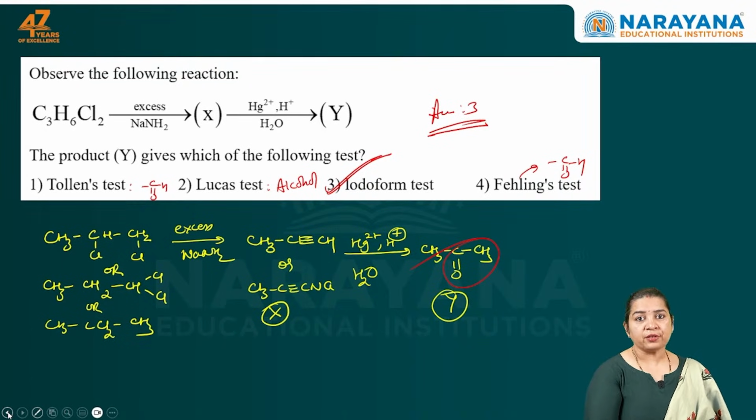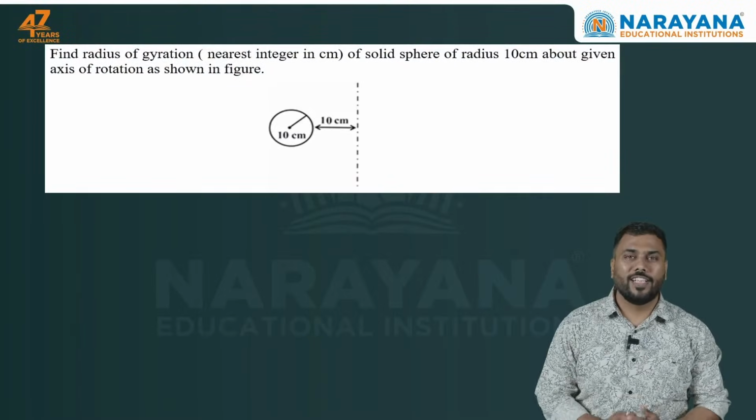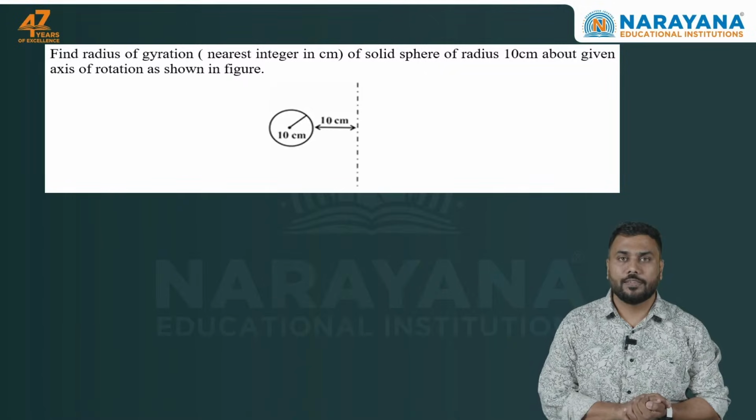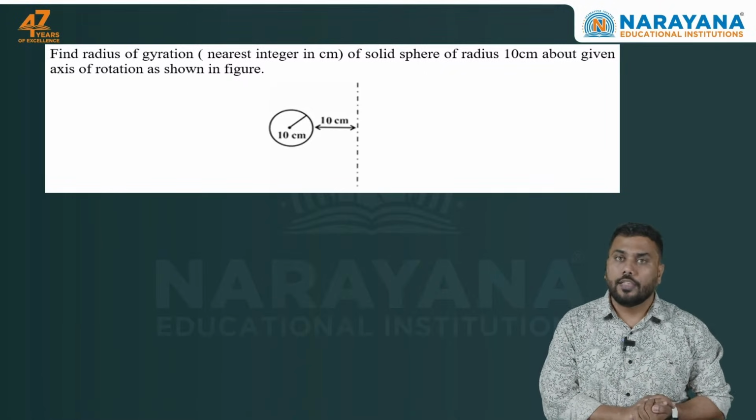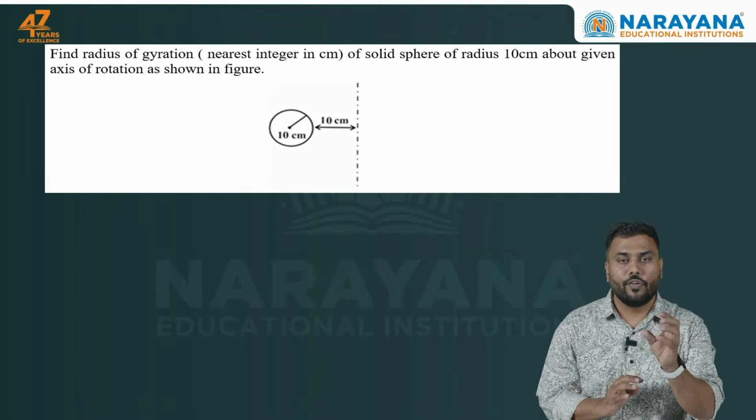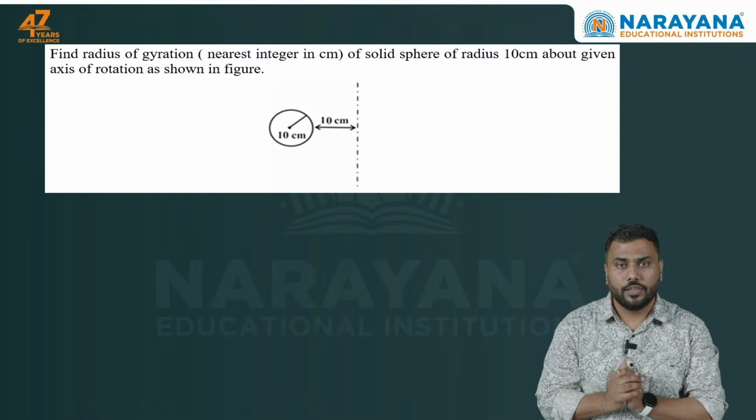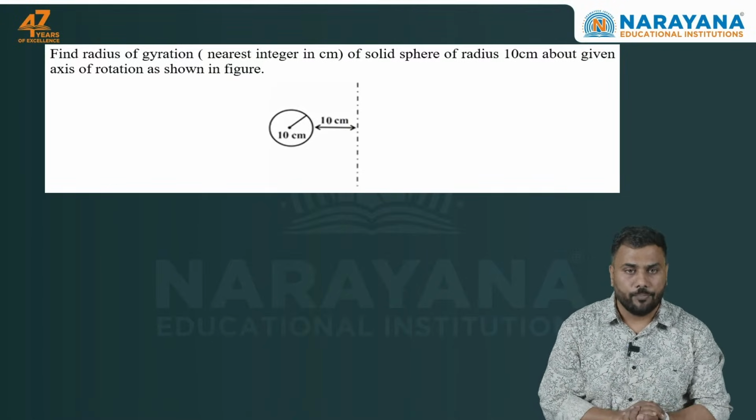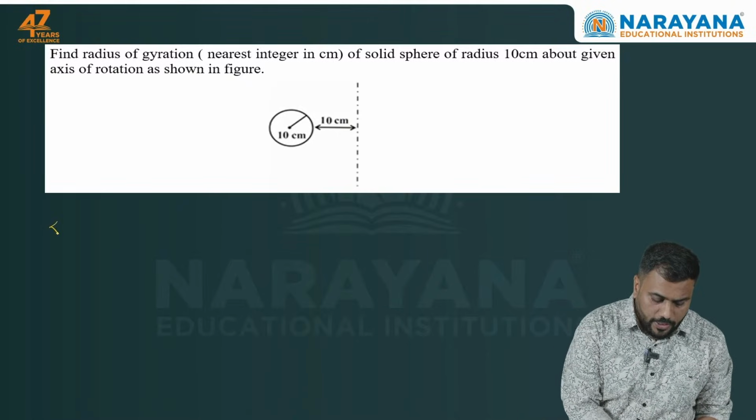So, that is it. Let's move to physics. Hello students, so let's discuss some more questions of today's 28th Jan morning session physics paper. The first question that we have here is an integer type question. In this question they are saying there is a sphere of radius 10 centimeter and an axis is also provided to us. We need to find the radius of gyration of the sphere about the given axis. So let us see how we will find this answer. The radius of gyration, let us say it is k.